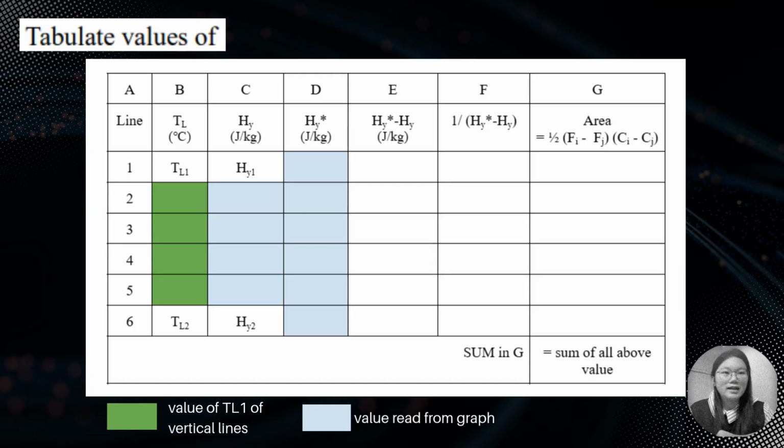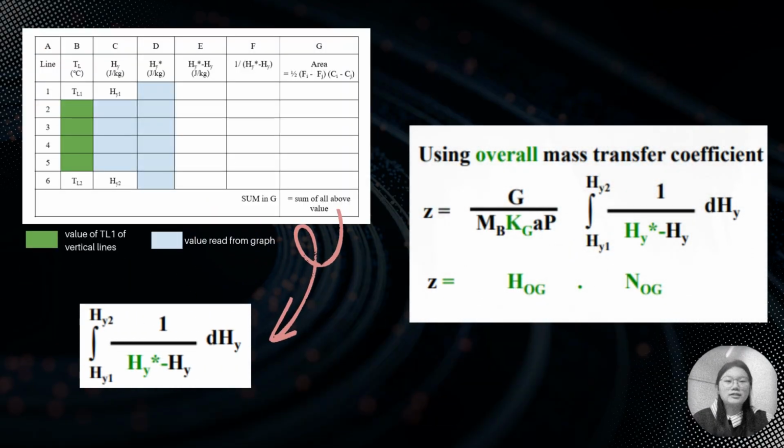After completing the B, C, D columns, we can proceed to E, F, G for the calculations. For the G column, we have to find the area for each segment. Then we sum all the segments to get the total area. The summation of all the above values for the area of each segment is straight away the answer for the integration part for 1 over Hy star minus Hy. So we can straight away substitute the value into the Z formula.